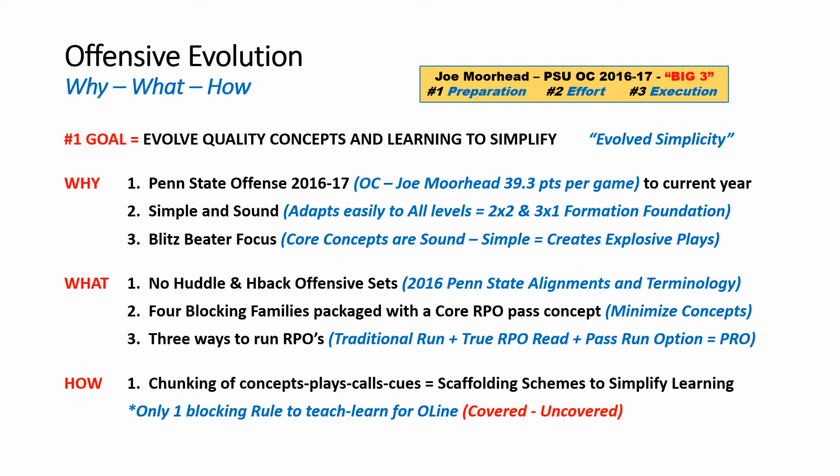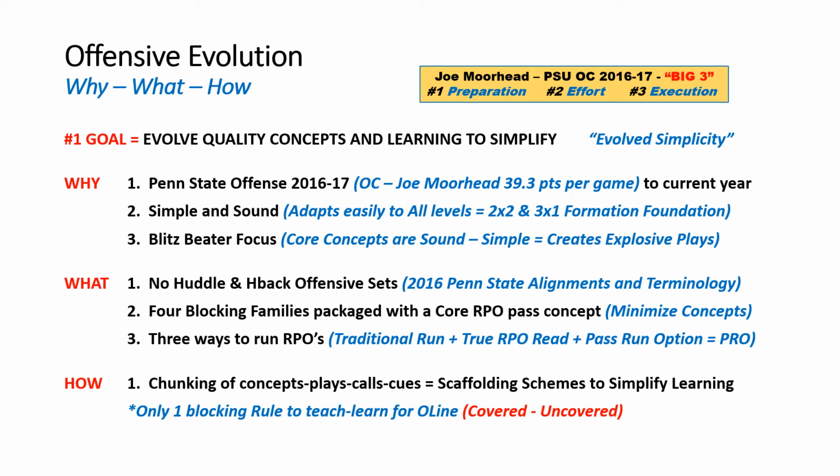What we're doing here is a no huddle H-back offense, and you'll see the sets are from those 2016 Penn State terms and alignments. You'll have 4 blocking families packaged with core RPOs for each of the concepts, so we've minimized the concepts. And then 3 ways to run the RPOs. You can still do traditional run all the way, or we can do true RPO reads, or we can do what we call a pass run option or a PRO.